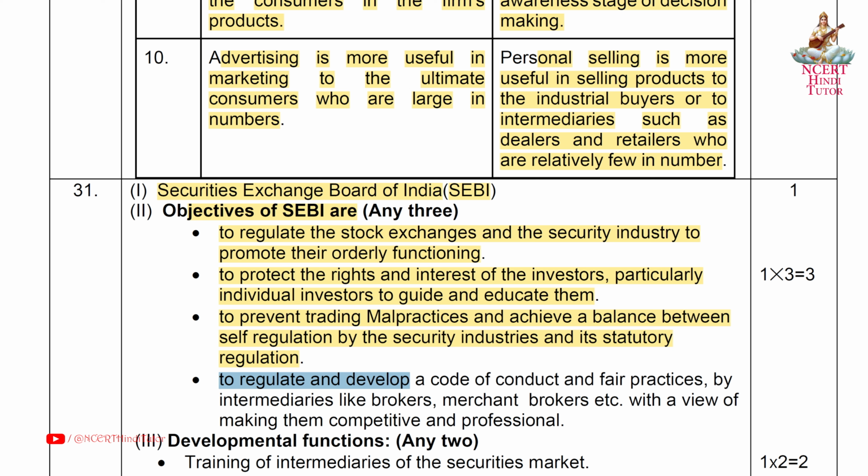Fourth, to regulate and develop a code of conduct and fair practices by intermediaries like brokers, merchant brokers, etc., with a view of making them competitive and professional.